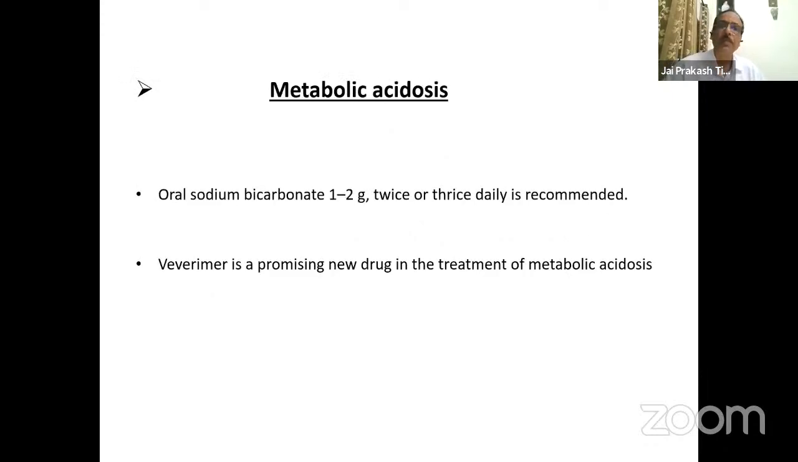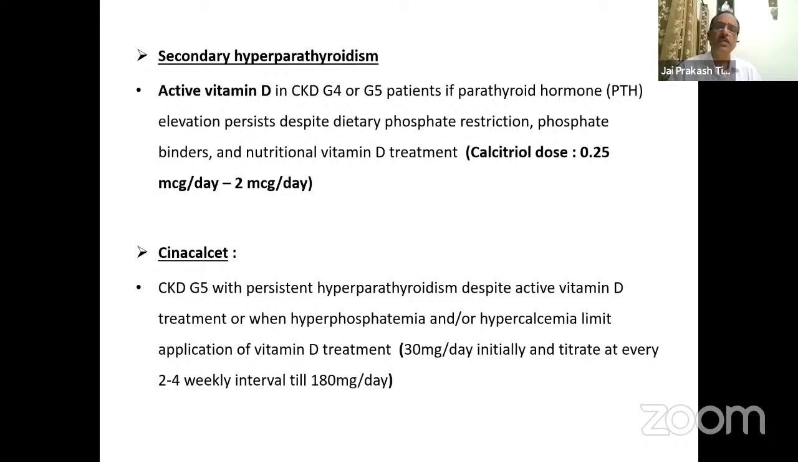if calcium-containing phosphate binders or sevelamer cannot be used. Metabolic acidosis is a very important problem in these patients. It should be treated with a simple drug, oral sodium bicarbonate tablets, 1 to 2 grams twice or thrice daily is recommended. And veverimer is a promising new drug in the treatment of metabolic acidosis.